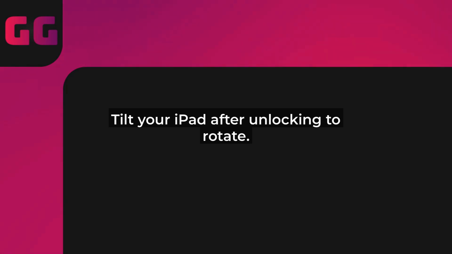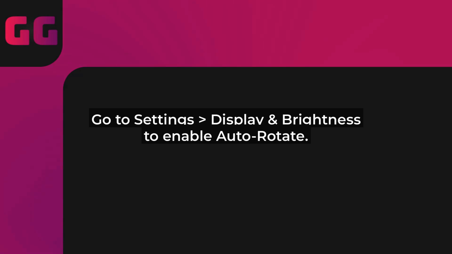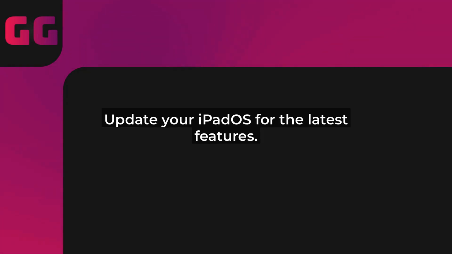Sometimes, even after unlocking, rotation might not work. In that case, head to your Settings app, tap on Display and Brightness, and ensure that the Auto Rotate option is turned on. Also, make sure your iPad is running the latest iPadOS 2025 update, as Apple often tweaks these features for better performance. One more tip: if you're using certain apps that lock the orientation, you might need to check the app's settings or restart it.